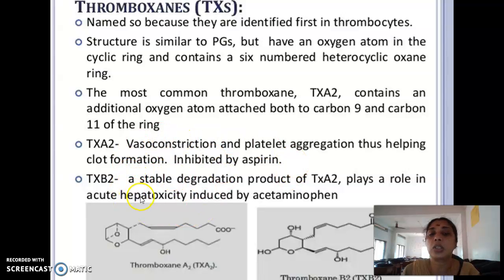They are synthesized during hepatotoxicity, right? So, acute hepatotoxicity induced by acetaminophen. It's a drug given during liver diseases, and during these conditions, thromboxane B2 is largely synthesized.